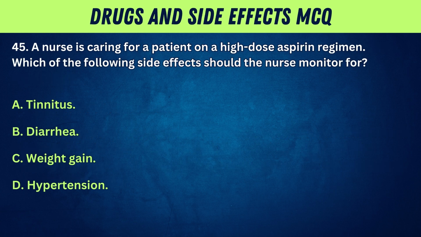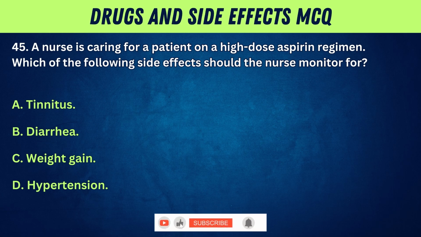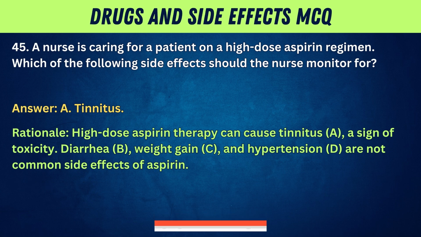45. A nurse is caring for a patient on a high-dose aspirin regimen. Which of the following side effects should the nurse monitor for? A. Tinnitus. B. Diarrhea. C. Weight gain. D. Hypertension. Answer: A. Tinnitus. Rationale: high-dose aspirin therapy can cause tinnitus, a sign of toxicity. Diarrhea, B, weight gain, C, and hypertension, D, are not common side effects of aspirin.